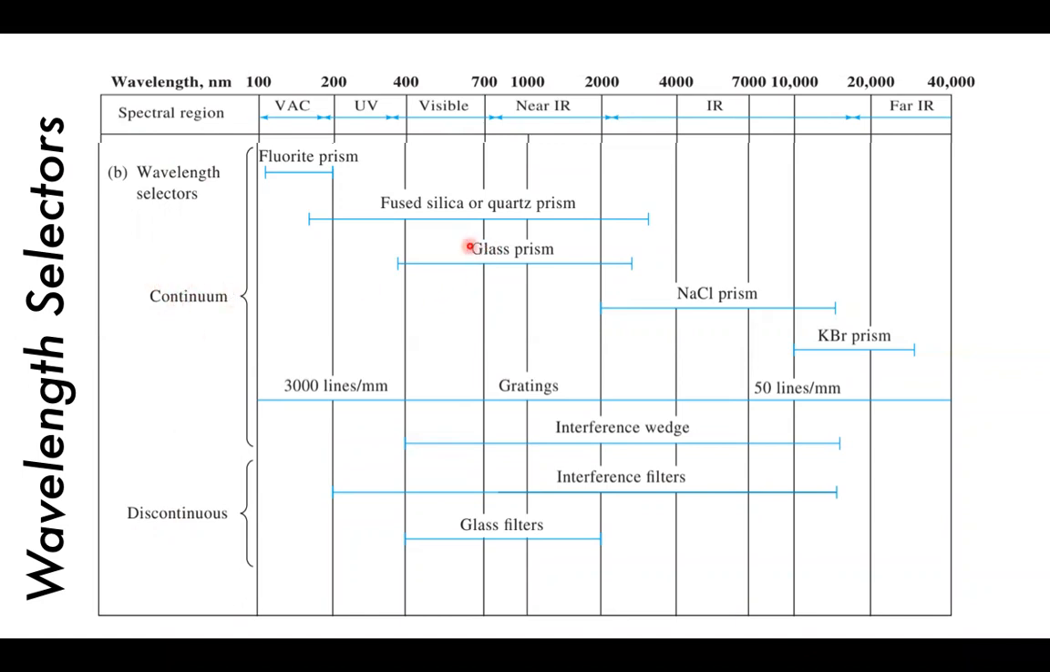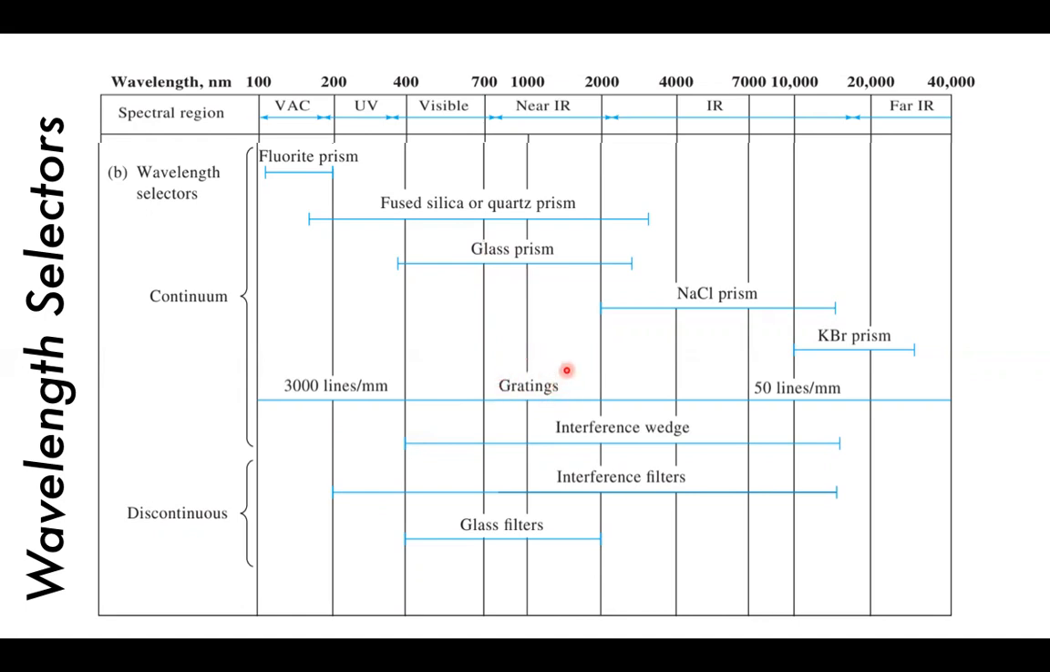I don't know if you've ever used a glass prism, where it splits the light into a rainbow effect. So you put it in the sunlight and it produces a dispersed ray of multicolored light from white light. So that's a glass prism. You can actually use that inside of an instrument to separate the different wavelengths of light.